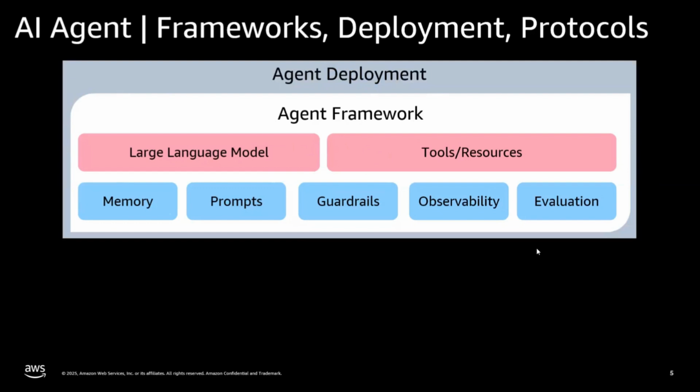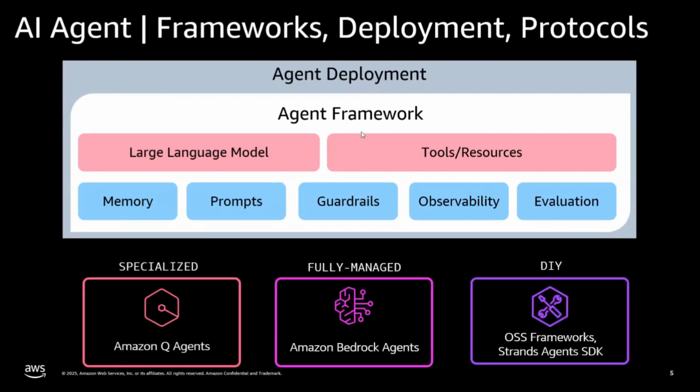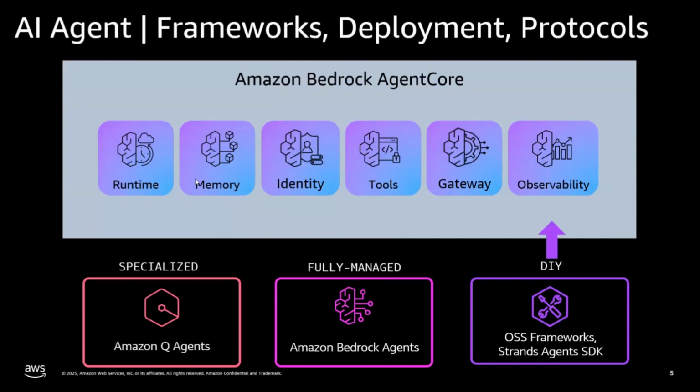Now, your framework has to run somewhere. You can either deploy it in a container, run it on-prem, or Dockerize it and run it on the cloud, but you need some serving infrastructure. That's where agent deployment comes in, and this is what Bedrock AgentCore Runtime provides. Technically, Bedrock AgentCore comes with the runtime, memory, identity, tools, gateway, and observability. For our session today, we are going to focus on runtime and deep dive into it.